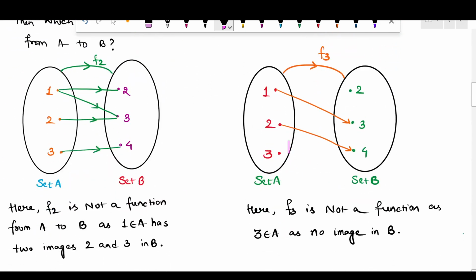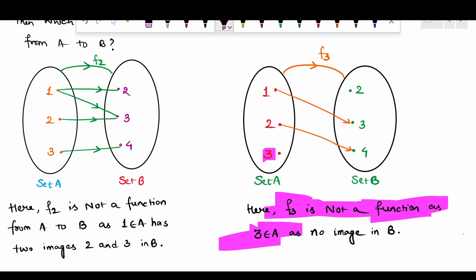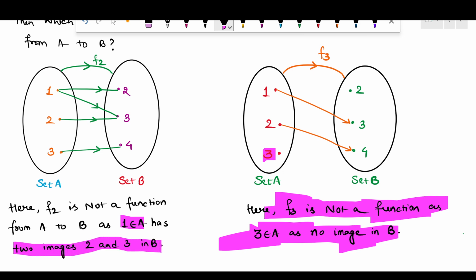So here this 3 has no image in B, therefore F3 is not a function, as 3 which belongs to the set A has no image in B. Similarly, you have got why F2 is not a function, as 1 which is in A has 2 images, 2 and 3 in B, right?